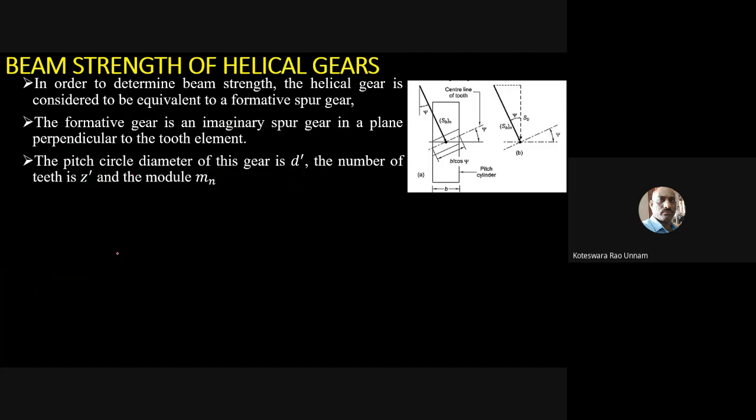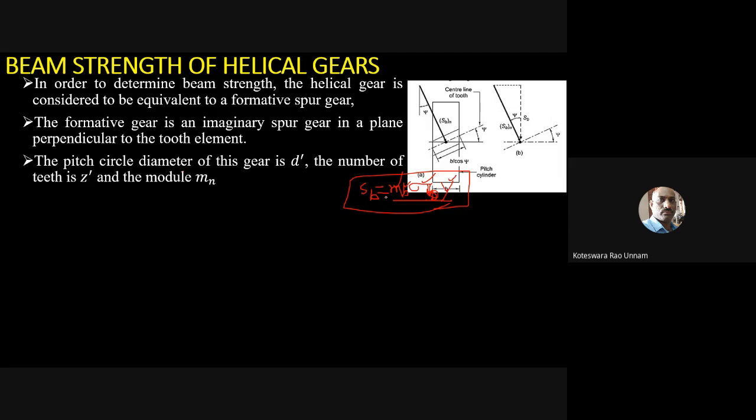If you take the spur gear equation, the beam strength of a spur gear is SB equal to M B sigma B into capital Y, where sigma B is the allowable bending stress. This is the equation we have taken. Here also the equation remains the same. The only thing is these parameters, M, B, sigma B and Y, you need to consider only for the equivalent spur gear.